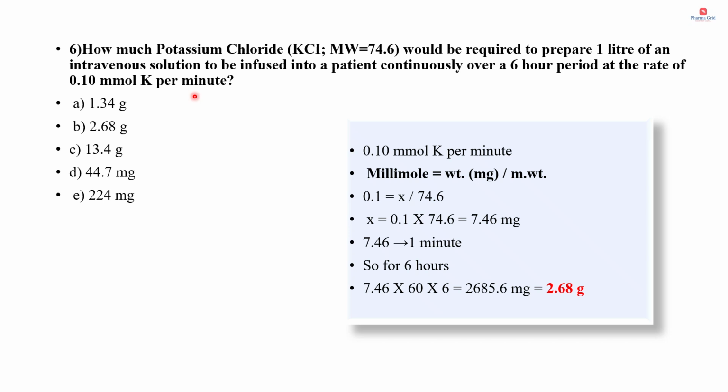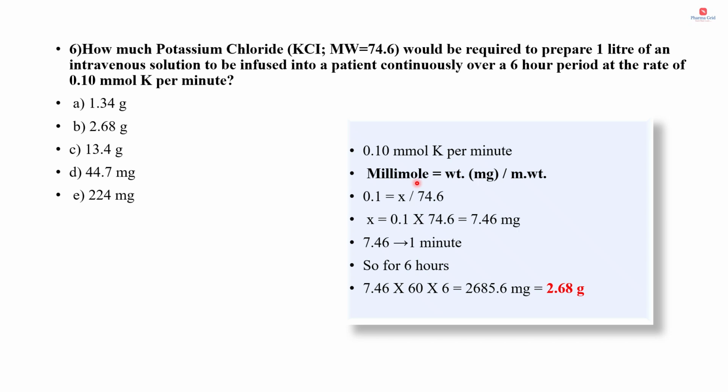We know that a mole is the molecular weight of a substance in grams. So what will be millimole? It is the 1000th of a mole. That is molecular weight of a substance in milligrams. So here the rate is given as 0.10 millimole potassium per minute.